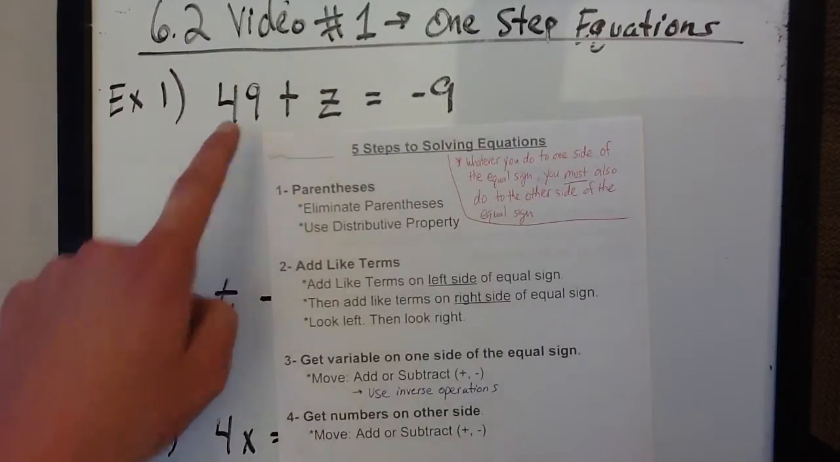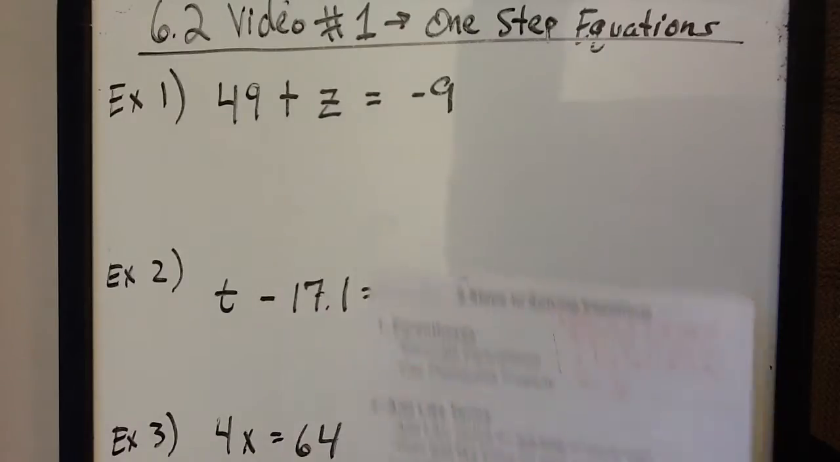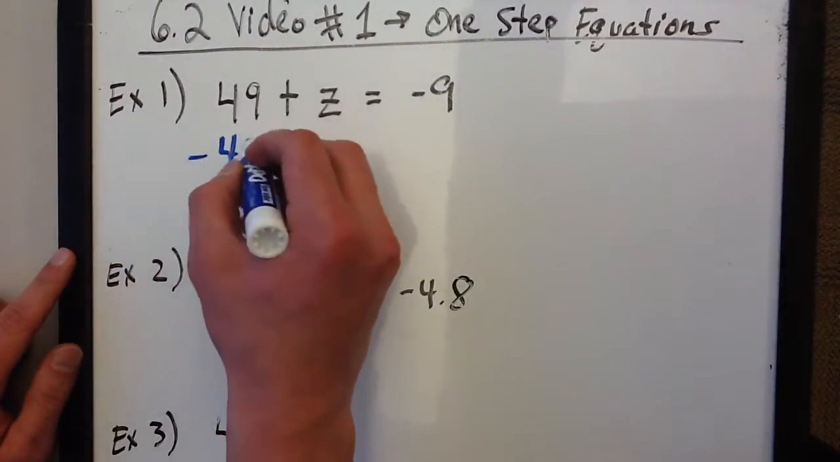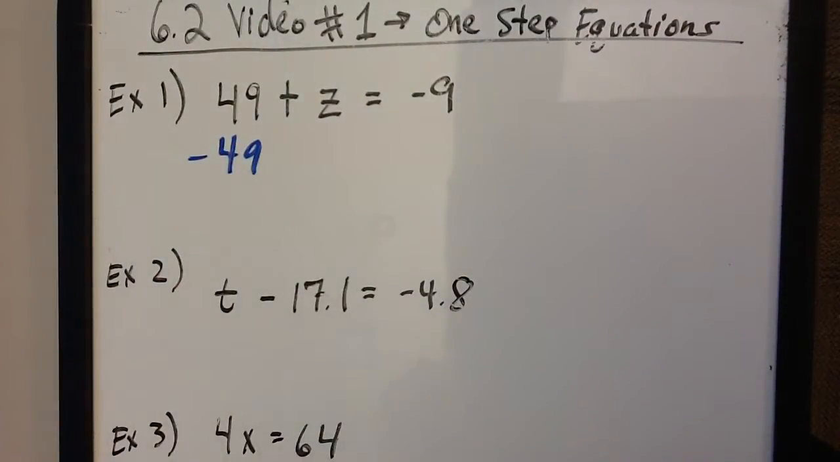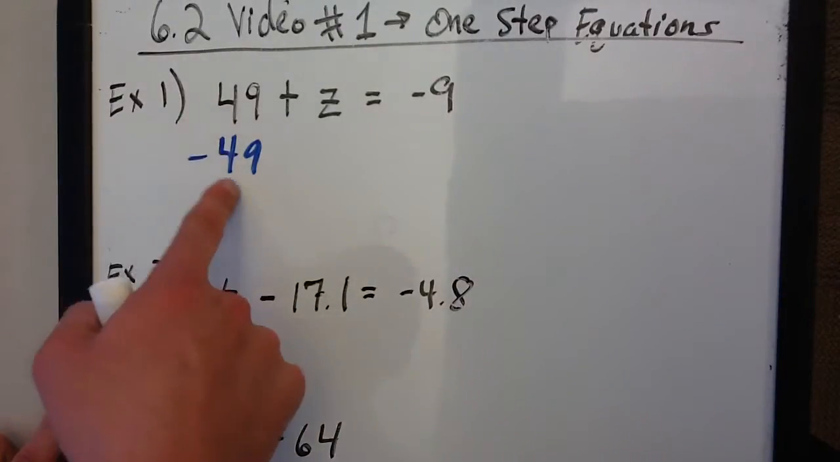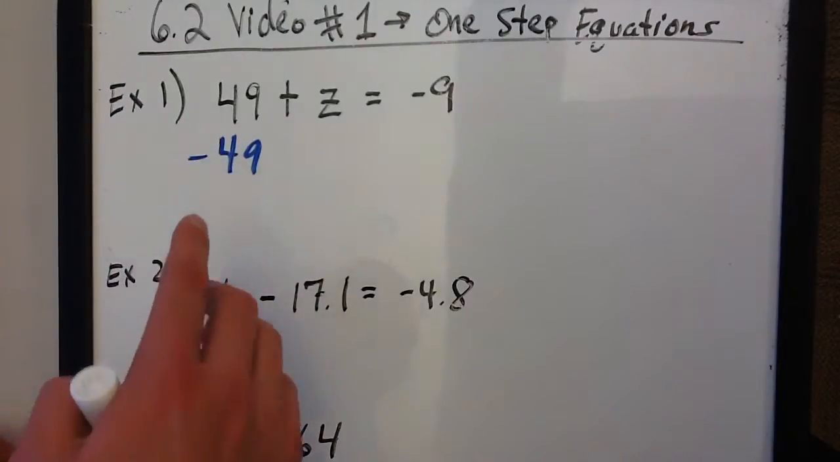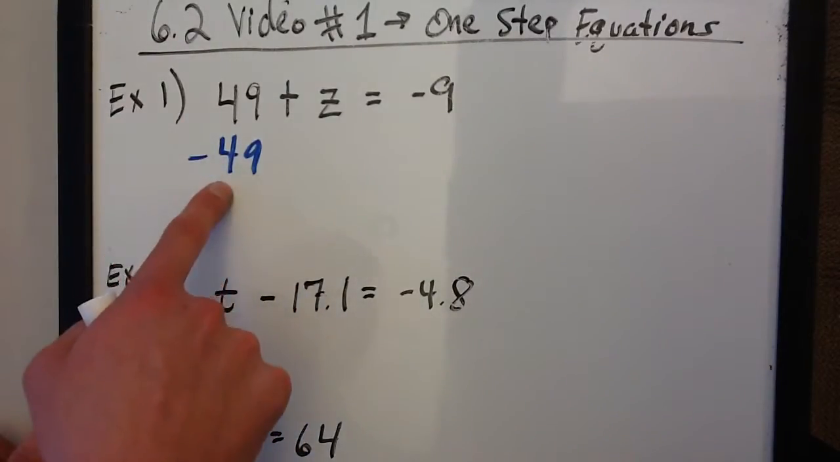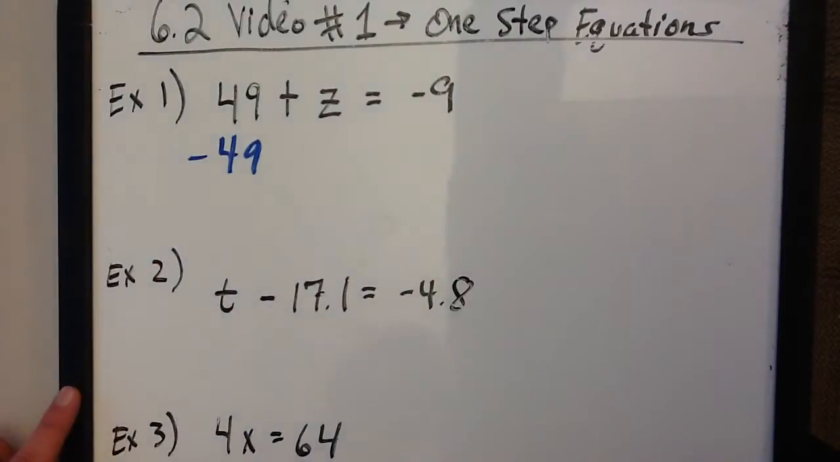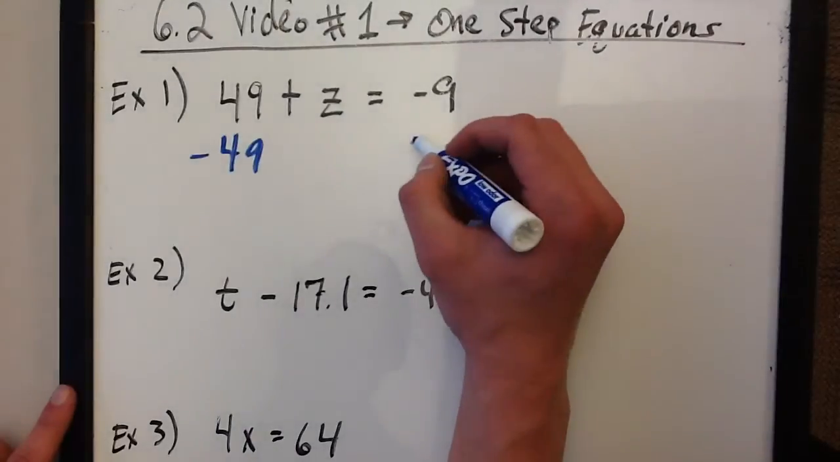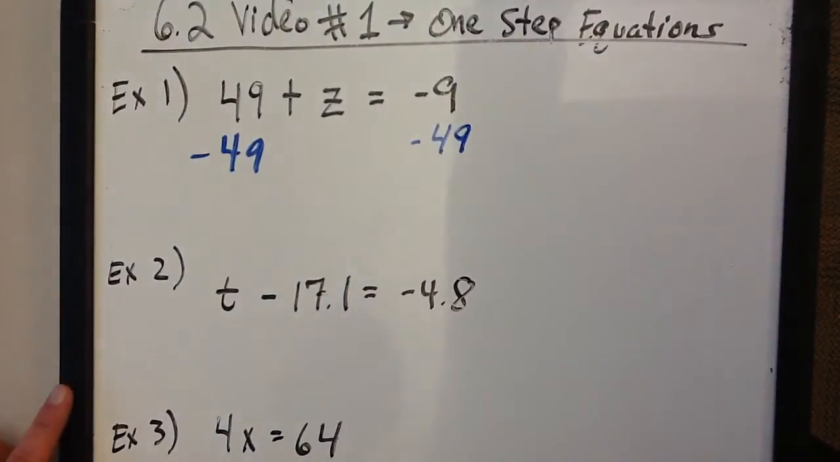So if this number is 49, it's positive 49. And so to get it to the other side, to move it to the other side, I would need to subtract 49. Or you could say I would need to add its opposite, right? Because you could either say I need 49 plus negative 49, or you could say I need 49 minus 49. So if I'm going to subtract 49 on this side, I have to do the same exact thing on the other side. I have to do the same thing on this side. So I subtract 49. Okay?